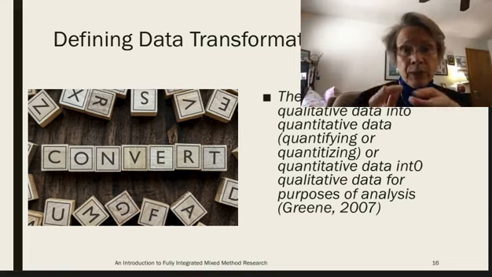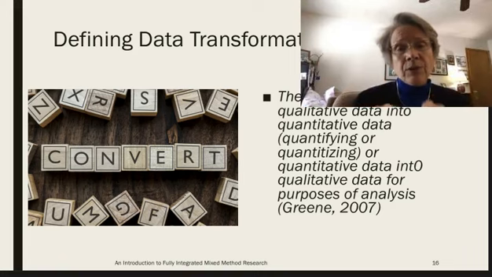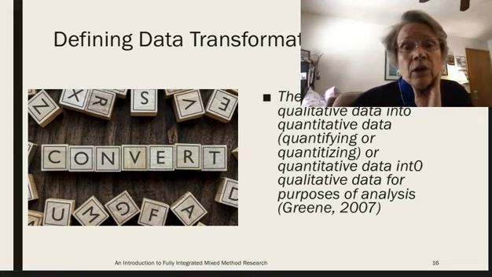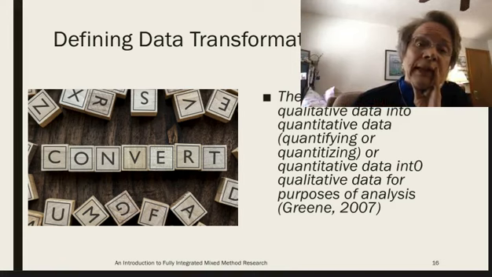So data transformation, the counting that begins with counting of qualitative data, was really some of the first ways that it was imagined that mixing could occur in mixed methods research, and certainly it was the first way that I got engaged in mixing during analysis.